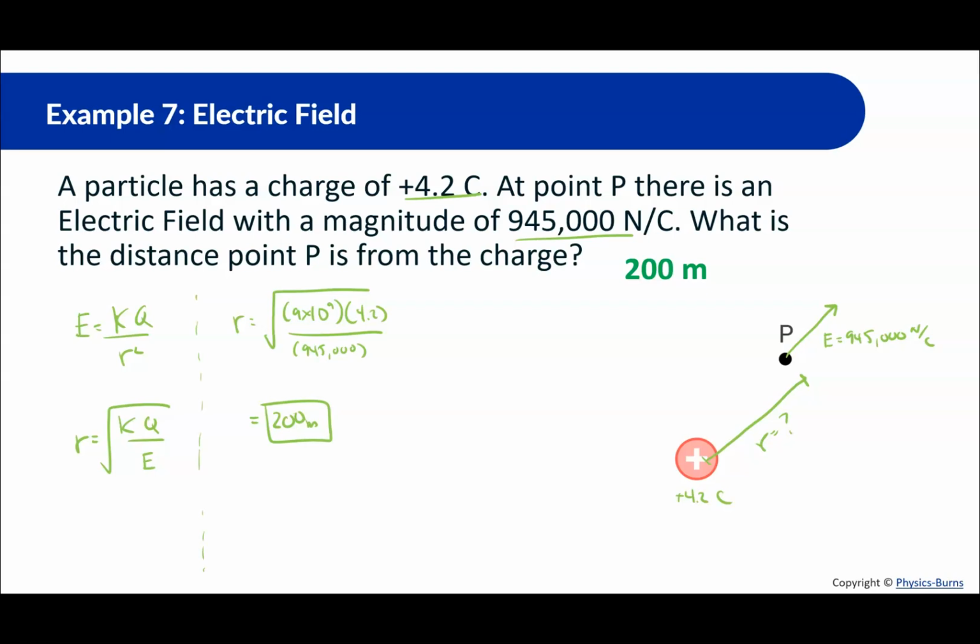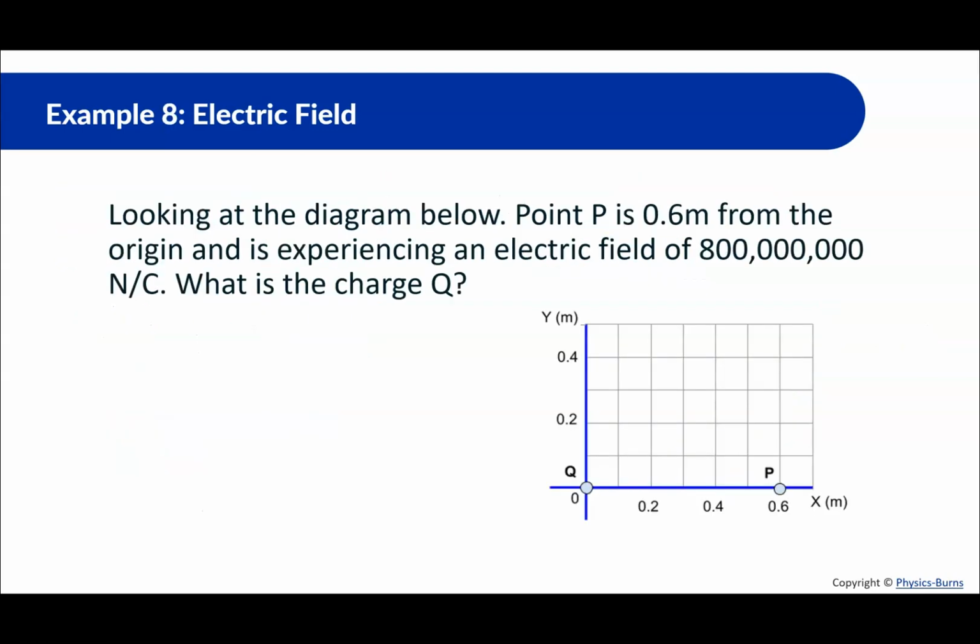Okay? All right, moving on. Looking at the diagram below, point P is 0.6 meters from the origin and is experiencing an electric field of 800 million Newton per Coulomb. What is the charge Q? Okay, let's assume that this is positive. So this is going to the right, the electric field at that point, which is 800 million. And then we know that this is 0.6 meters away. All right, so let's figure this out.